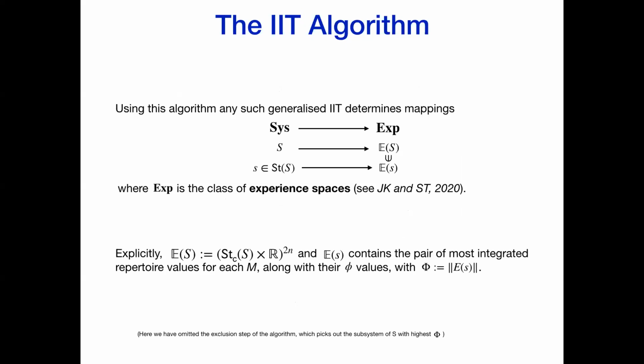It takes you from your class of systems into a class of what we called in the other paper experience spaces. So there's just some basic formal objects that capture what you get out of this algorithm. Each system goes to one of these experience spaces, which is supposed to describe all the different conscious experiences it could have. And each state goes to the actual experience that it would have when it's in that state. Yeah, and the details of that you can ask me about later if you're interested.